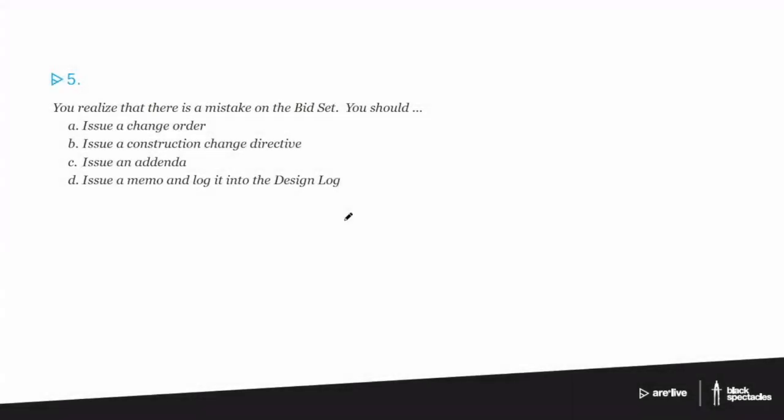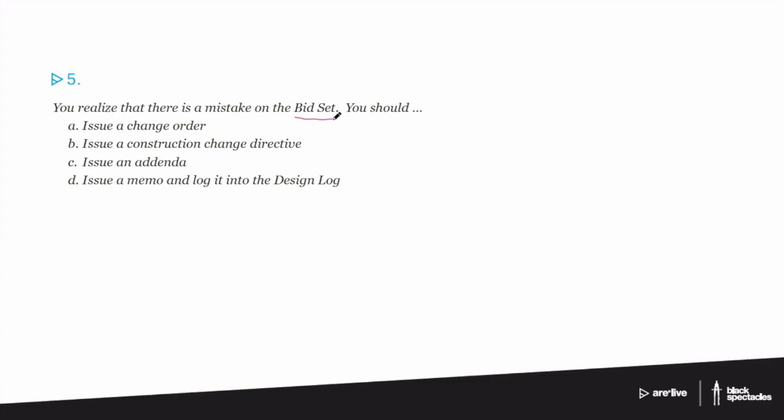You realize there is a mistake on the bid set. You should: A, issue a change order; B, issue a constructive change directive; C, issue an addenda; D, issue a memo and log it in the design log. So the key piece of information here is that you are in the middle of the process with the bid set. The assumption is that the bid set is at play, meaning you've gone through schematic design, design development, and the contract documents phase.